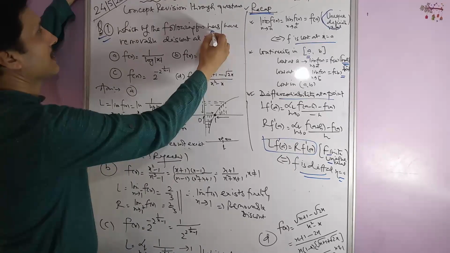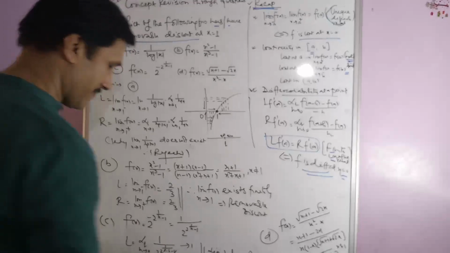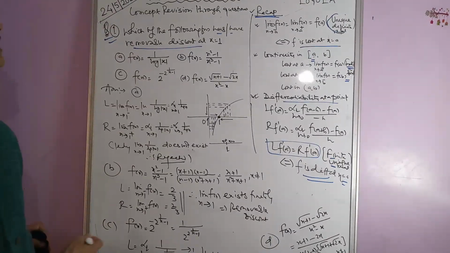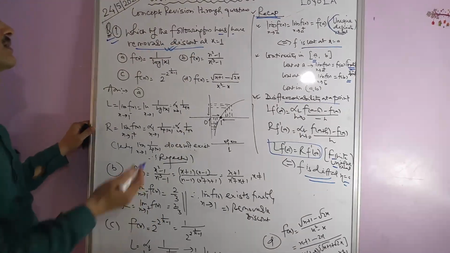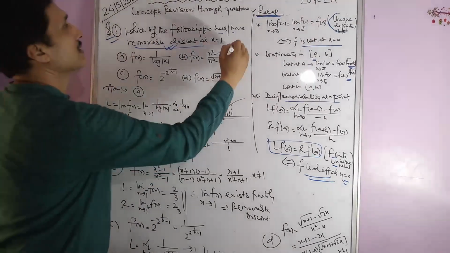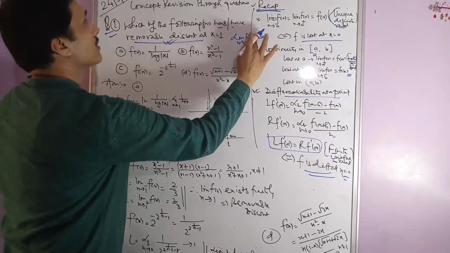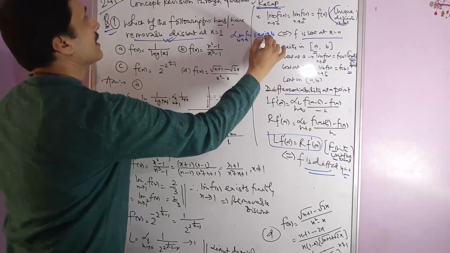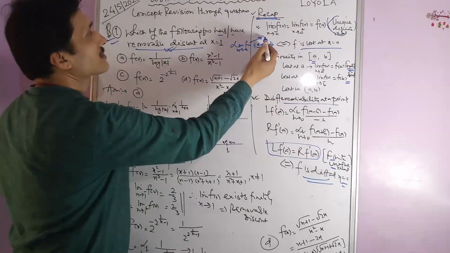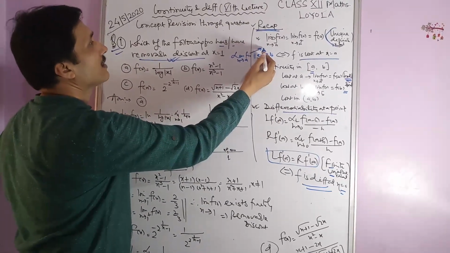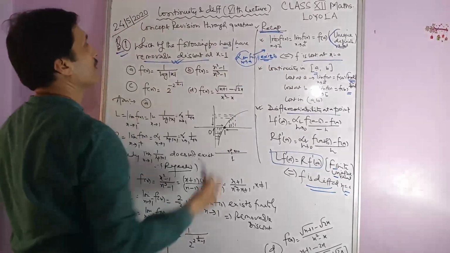Which of the following functions have a removable discontinuity at x equal to 1? We know the definition of removable discontinuity at a point. The limit of f(x) as x tends to a should exist finitely, but not be equal to the functional value, where the functional value is either undefined, or defined but not equal to the limiting value.